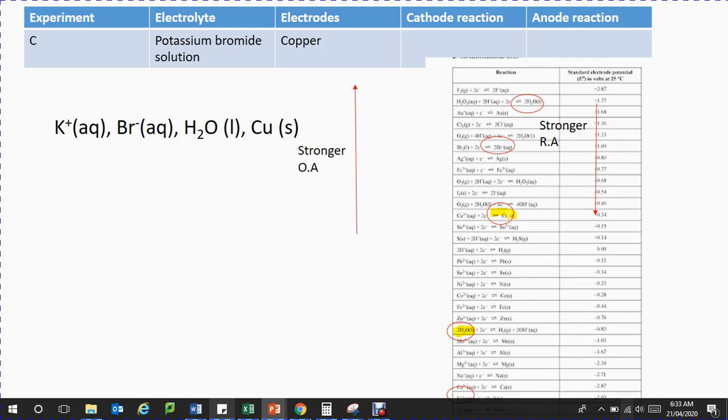So this reaction here, this is my stronger reducing agent. This reaction is going to occur in this direction. This is going to occur in this direction. So for my copper solid, it is going to be oxidized, and this will occur at the anode. My water will be reduced, and this will occur at the cathode. And they're my two equations.